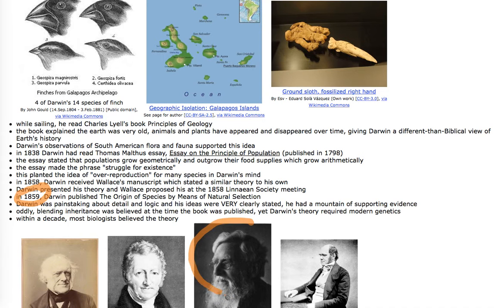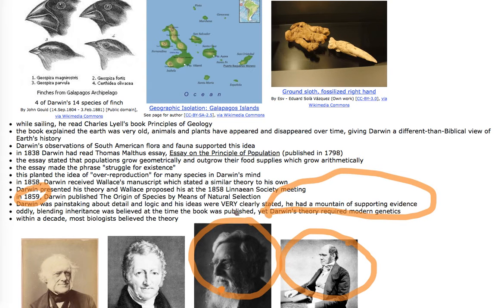We don't hear much about Wallace after that. He could have been absolutely famous, but unfortunately this gentleman here came up with the theory of natural selection and developed it before Wallace had too much time to think about it. Even though they both presented at the same time, Darwin actually developed the theory much earlier. Darwin was very painstaking and careful about detail and logic in his book. His book is really hard to read as a result. He actually had a mountain of supporting evidence in the book.